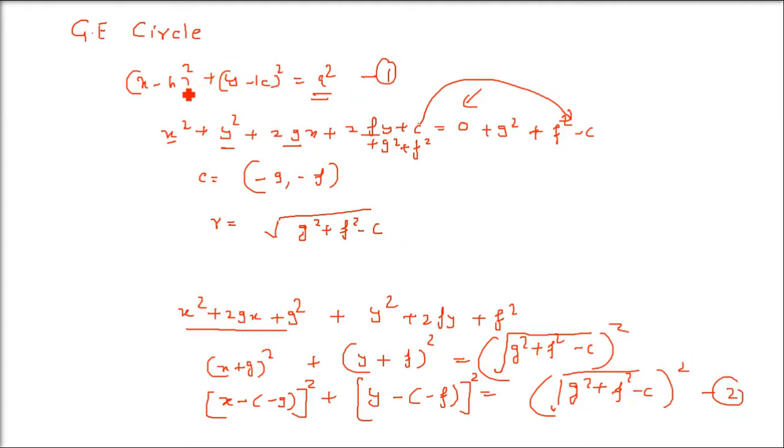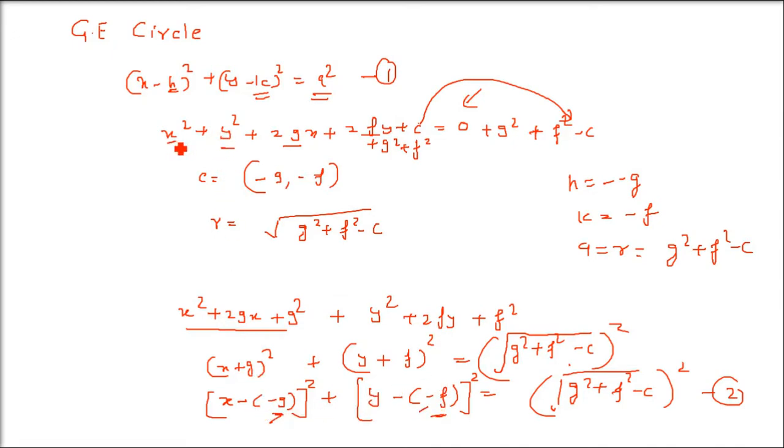Now just match them. What is h? H is minus g. What is k? K is minus f. What is a square? A square is g square plus f square minus c, and a, the radius, is its square root. So whenever we have an equation like this, x square plus y square plus 2gx plus 2fy plus c, this form is just a representation of a circle. It will always represent a circle.